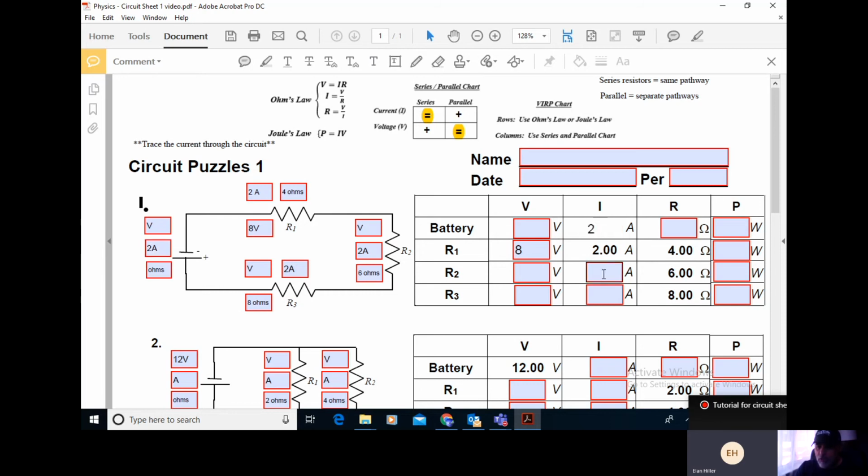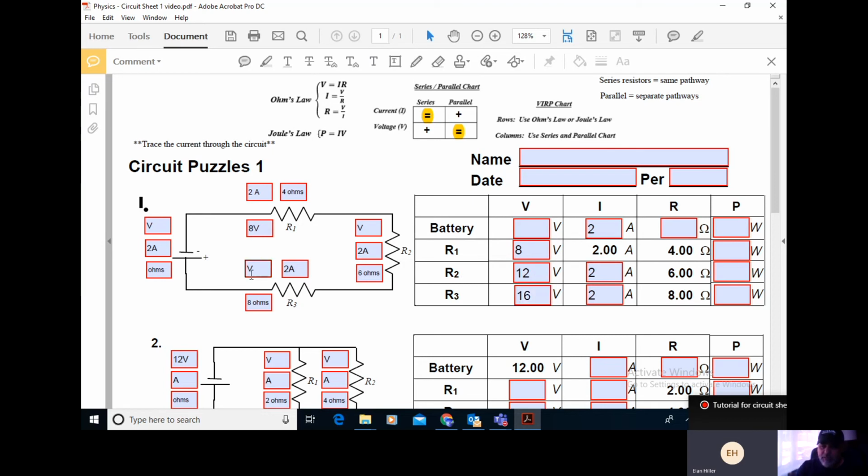That allows me to fill out quite a bit right off the bat. Okay, now notice we have 2 of the 3 variables here, so we can calculate the voltage for resistor 2 and resistor 3. 2 amps times 6 ohms is 12 volts. 2 amps times 8 ohms is 16 volts.